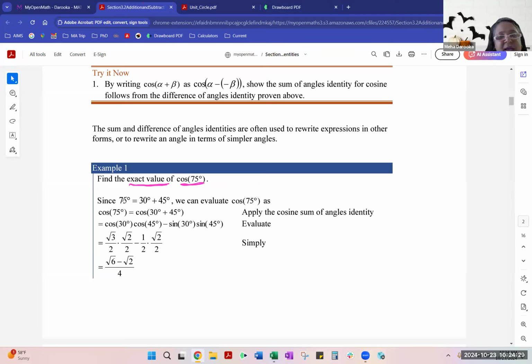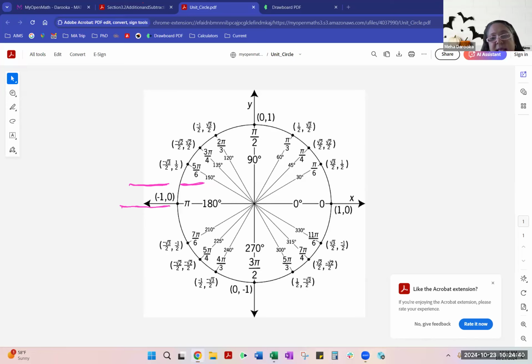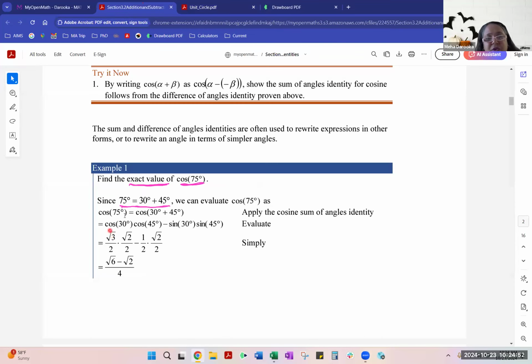So you will see we are rewriting 75 as 30 plus 45. The reason you are using 30 and 45 specifically is because those are the two angles that are available to us in the unit circle. So we've got 30, we've got 45, so we can use their coordinates to figure out what the value would be. You take 75, break it down into 30 plus 45. Since this is a plus sign, remember the identity will have a negative sign. So you will do cosine of 30, cosine of 45, minus sine of 30, sine of 45.